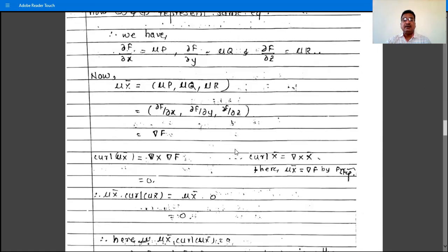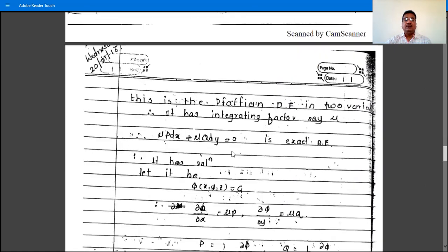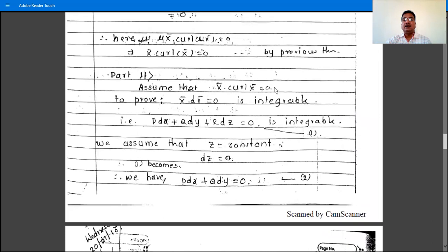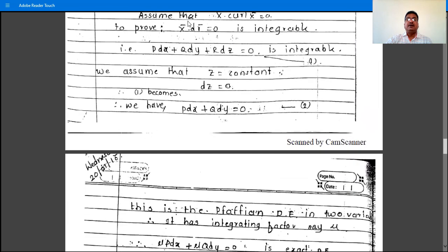Now the second part, the sufficient part. Assume that X̄ dot curl X̄ is 0. And now what we have to prove? X̄ dot dr̄ equals 0 is integrable. This Pfaffian differential equation, X̄ dot dr̄ equals 0, means P dx plus Q dy plus R dz is equal to 0, equation number 1, is integrable.